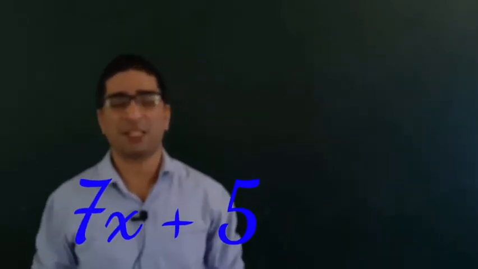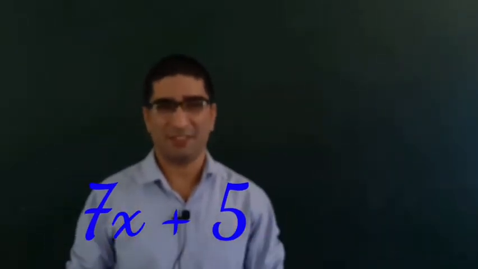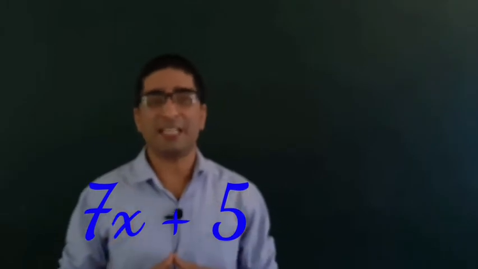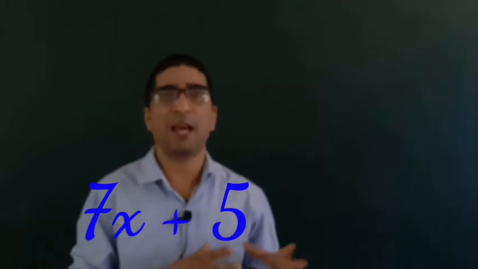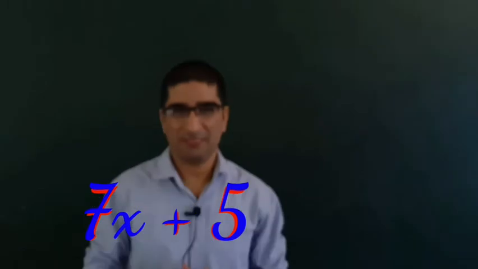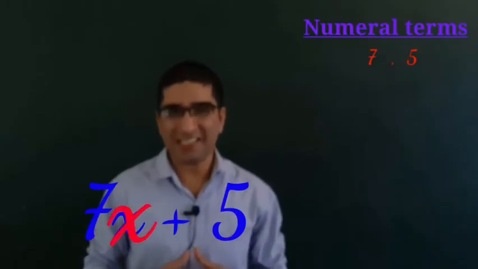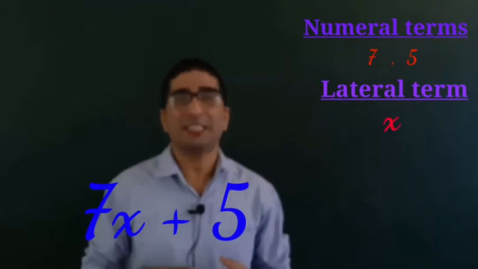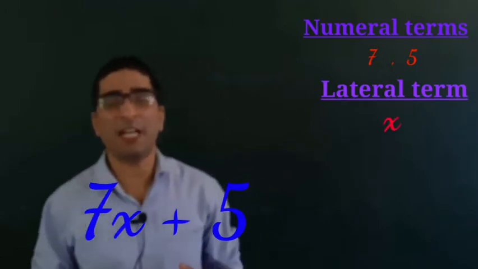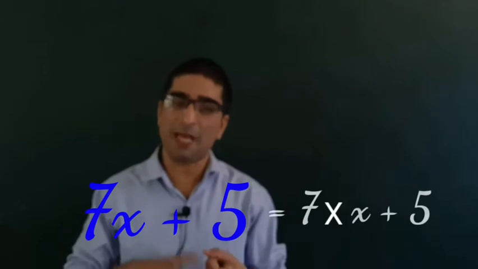Here 7x plus 5 is an algebraic expression. Now, in this algebraic expression 7x plus 5, 7 and 5 are numeral terms and x is a literal term. 7x plus 5 can be written as 7 into x plus 5.